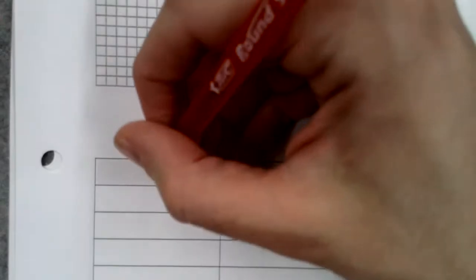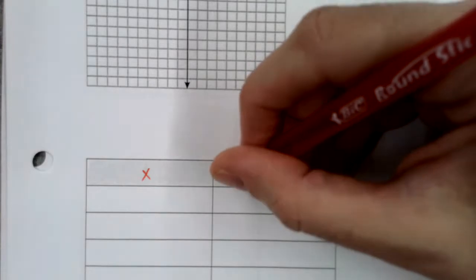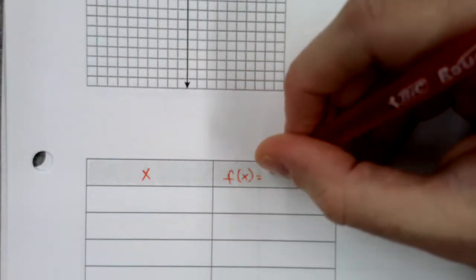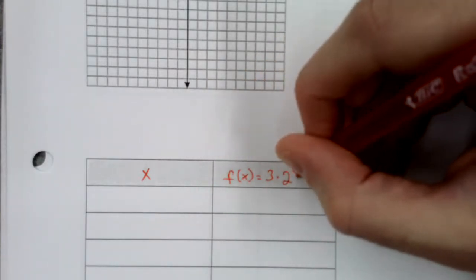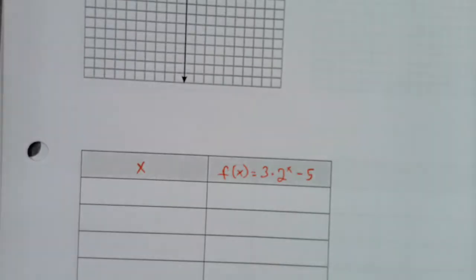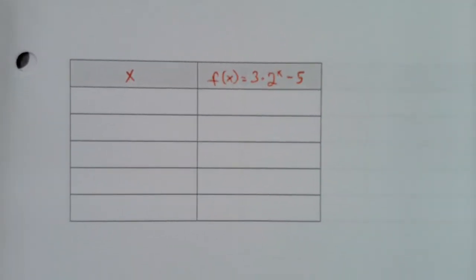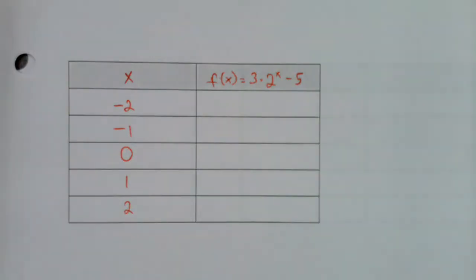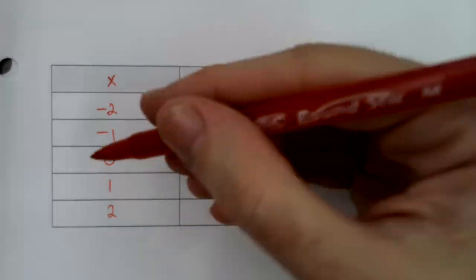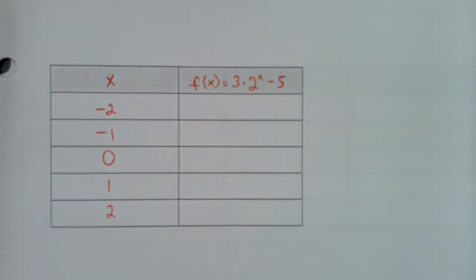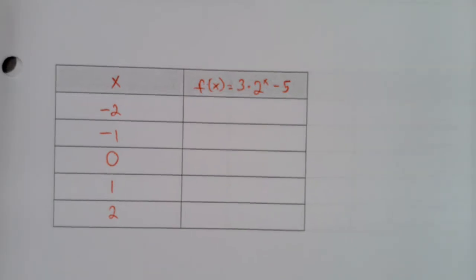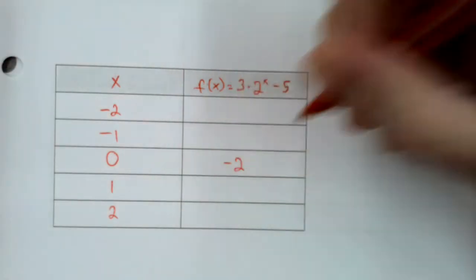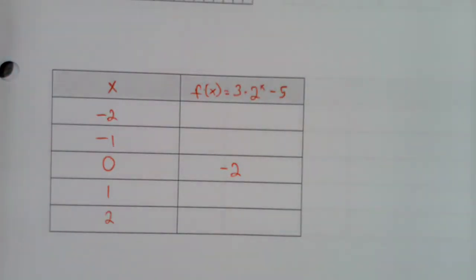So let me copy that down here. We have x. Then we had f of x equals 3 times 2 to the x power minus 5. For the x values, I'm just going to do 5. For this one, I'll do -2, -1, 0, 1, 2. Start with the easy ones. When x is 0, 2 to the 0 power is 1. So 3 times 1 is 3. Minus 5 is -2. Order of operations all day.